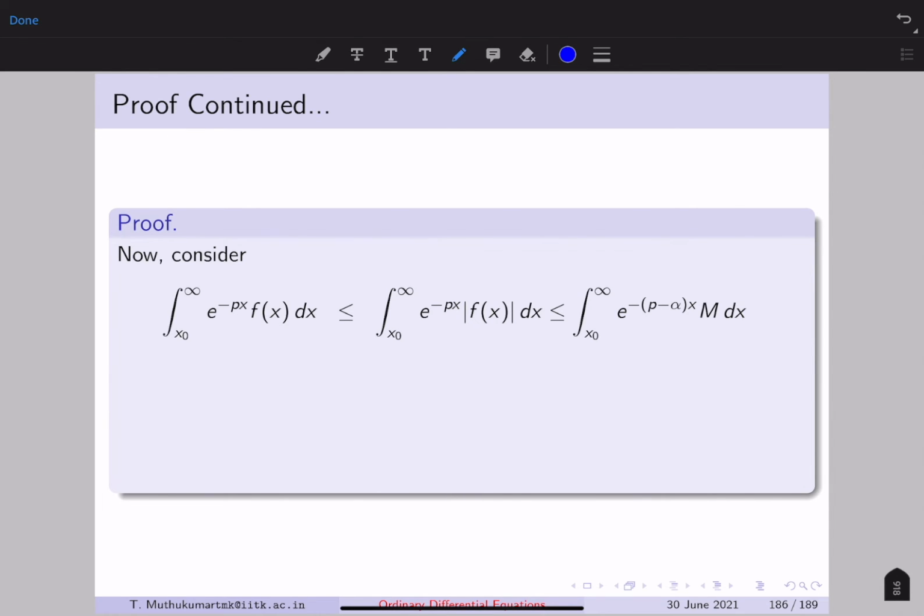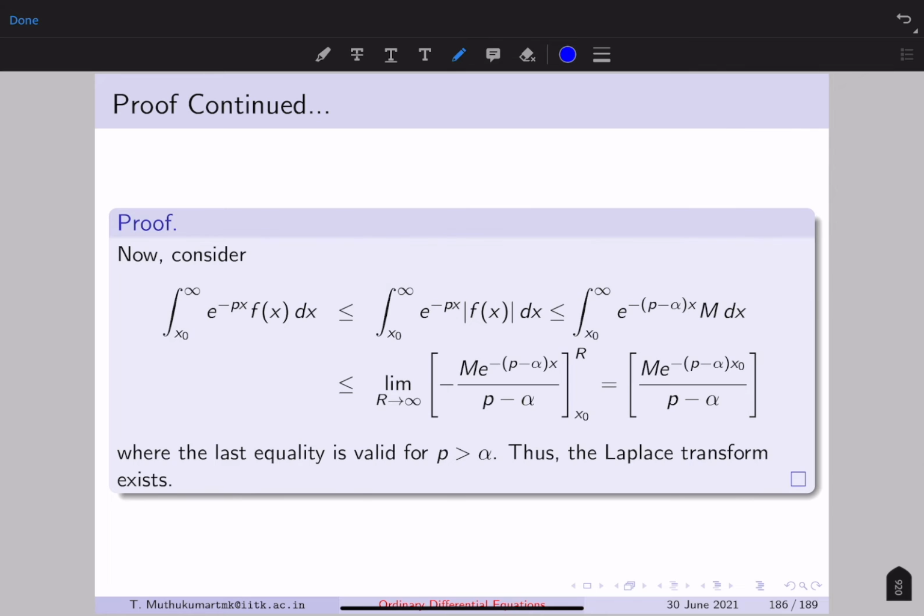So you have this integral. Now M is just a number, it's independent of the x variable. So what you're integrating is this exponential function here, right? If you integrate this, we have done this multiple times in this lecture now, the first term will vanish if p minus alpha is positive, which is precisely why you had the condition that p has to be bigger than alpha. So for p bigger than alpha, you have this quantity, which is a finite quantity. Which means that this integral is finite, which means the Laplace transform exists.